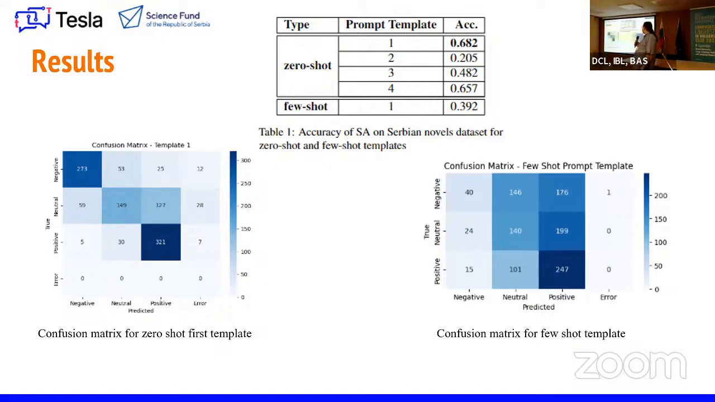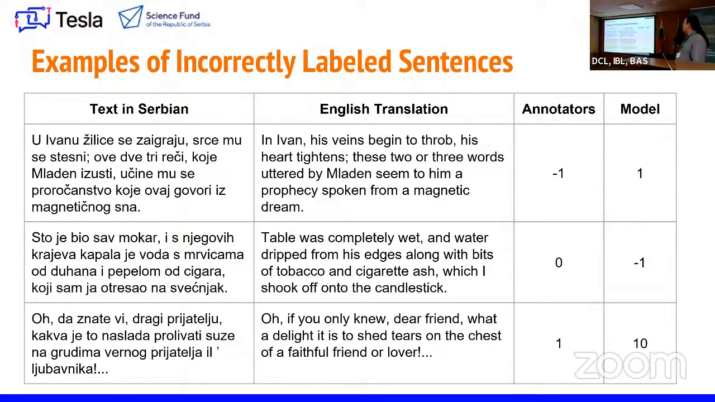And we see that in the few-shot template, we have a real problem with determining negative sentiment. And in both templates, we see that we have a problem between neutral and positive. A lot of neutral sentiment is translated as positive. So we are going to show some examples where it went wrong.